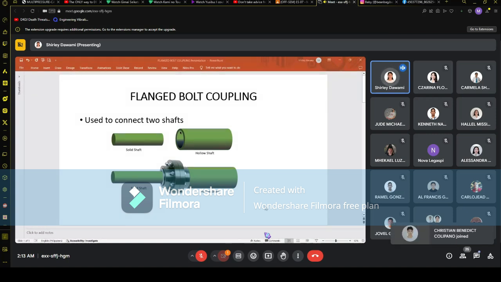So our topic for today is about flanged bolt coupling. Yesterday we talked about torque, which is the moment that tends to twist a member about its longitudinal axis, also known as the twisting moment. The common components subject to torsion are shafts. We discussed yesterday the effect of torsion on a material, right?